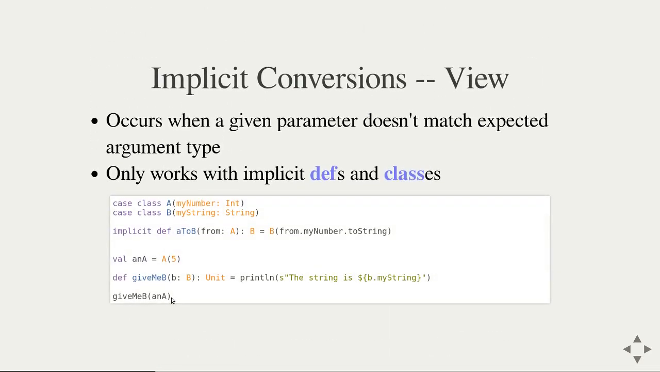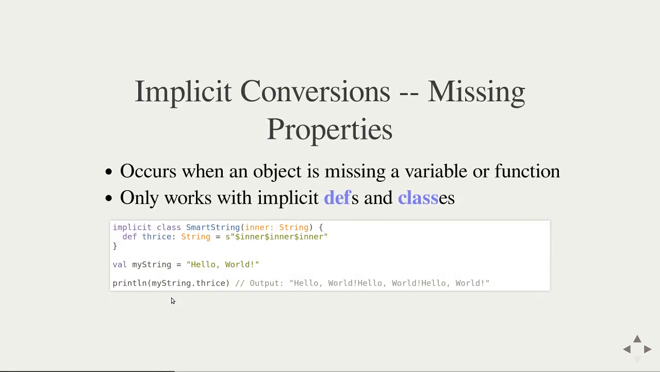But on that note, case classes cannot be implicit. So that's another thing that can't be implicit that I forgot to mention on the previous slide. It wouldn't have worked in this example, but if I had rewritten it, I could have made it work with an implicit class.